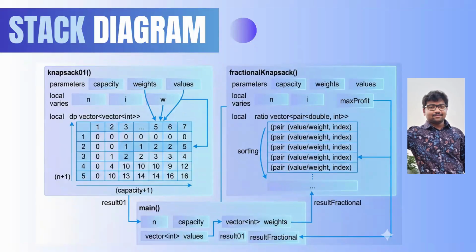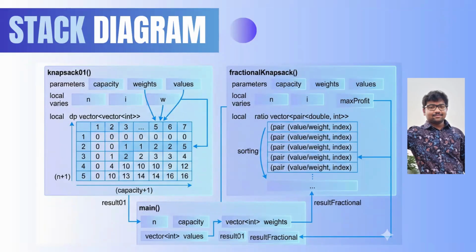Today I will explain the stack diagram shown in this slide. This diagram represents how memory is organized when our program executes the 0/1 knapsack and fractional knapsack algorithms. At the bottom, we have the main function. Inside main, we take the input values, the number of items, the capacity of the knapsack, and two arrays, weights and values. Main then calls two functions, knapsack 0/1 and fractional knapsack.